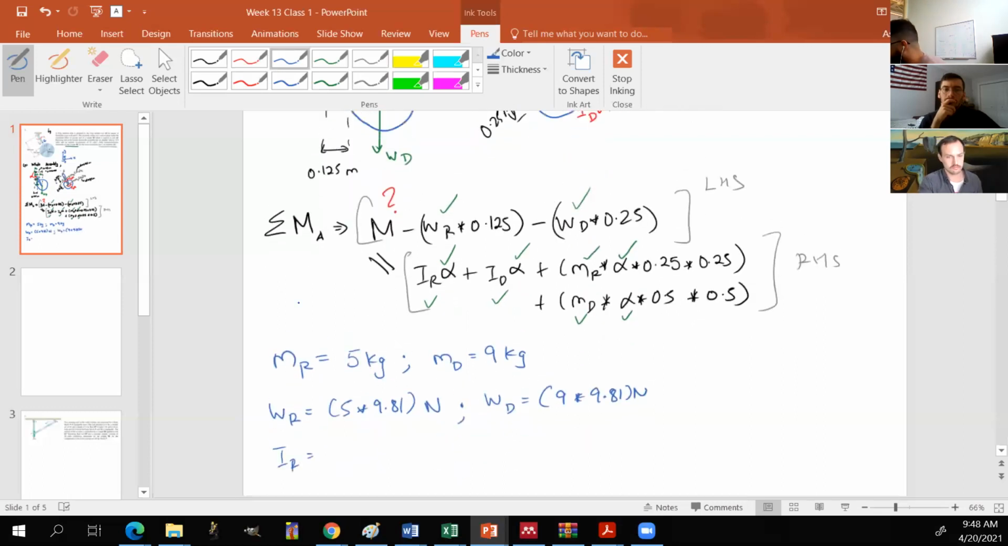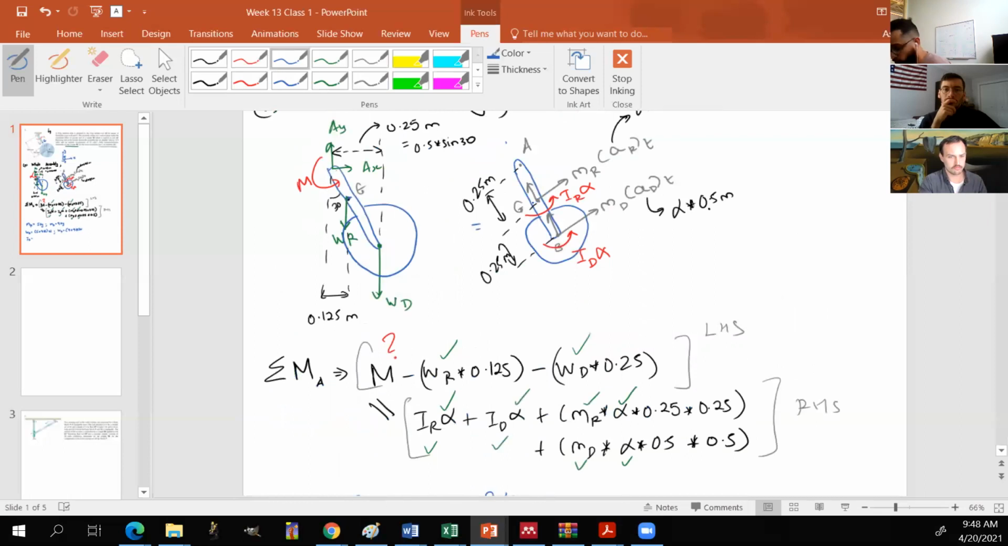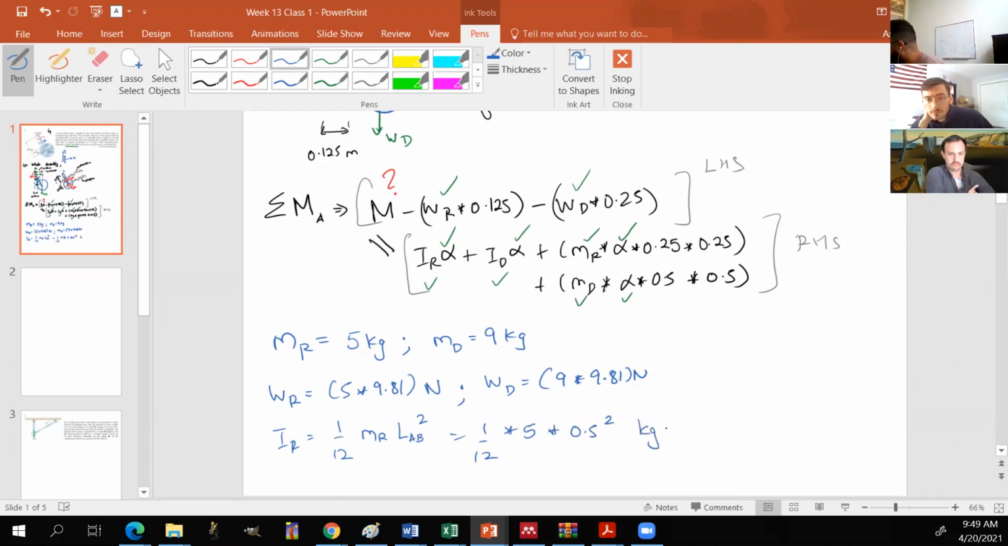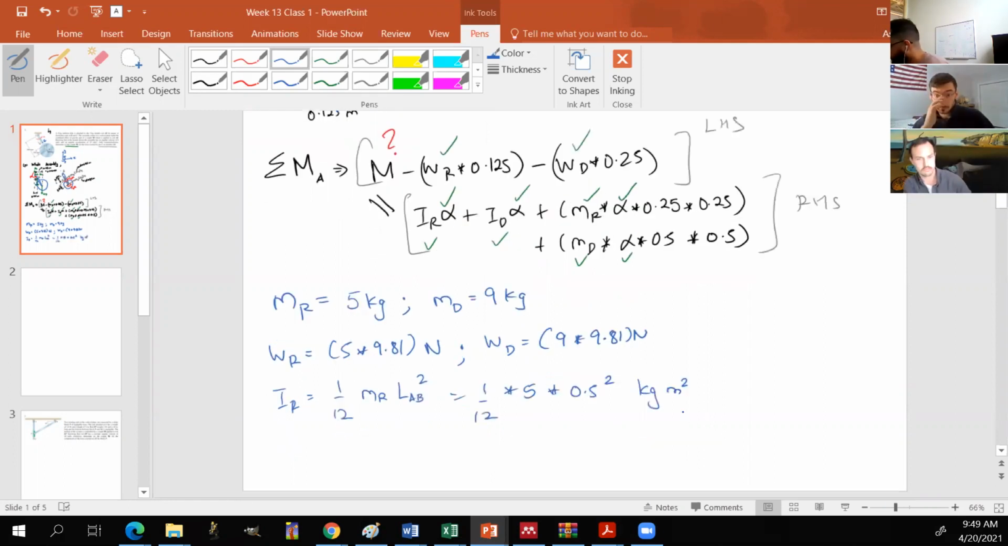IR is the moment of inertia of the rod about its centroid. You can look at the back of the textbook, your last exam is going to be take home, so you can find these formulas, but it's just equal to 1/12 times the mass of the rod times the length of the rod, LAB, squared. So that's 1/12 times 5 times 0.5 squared, and the units come out to be kilogram meter squared.